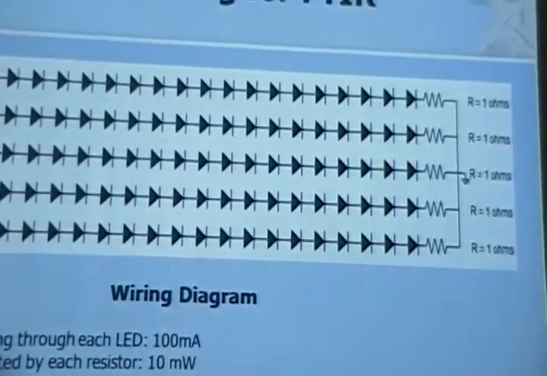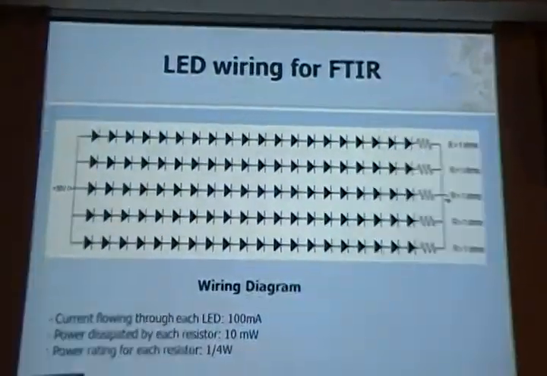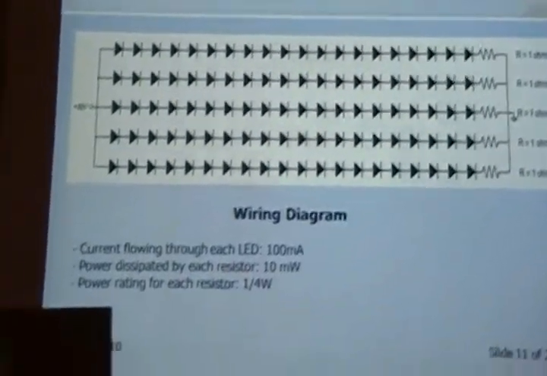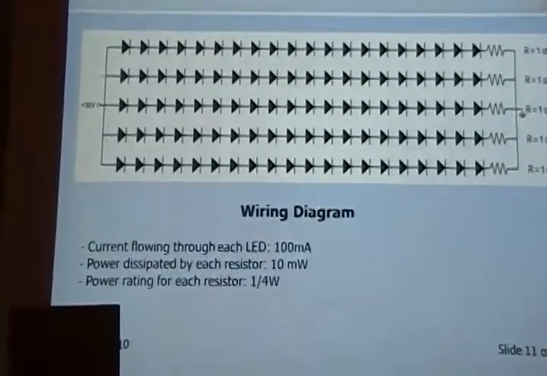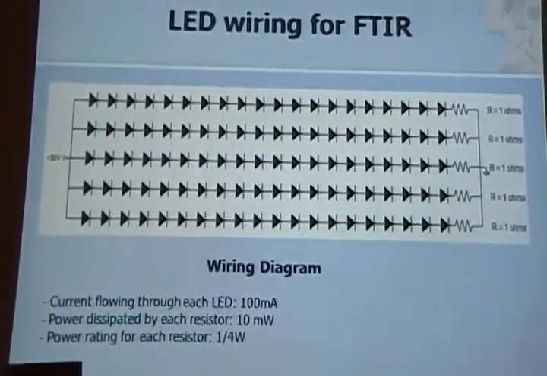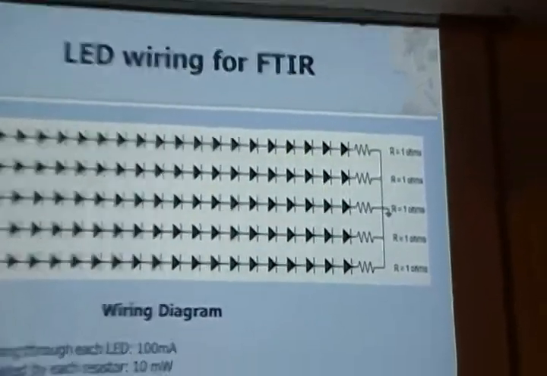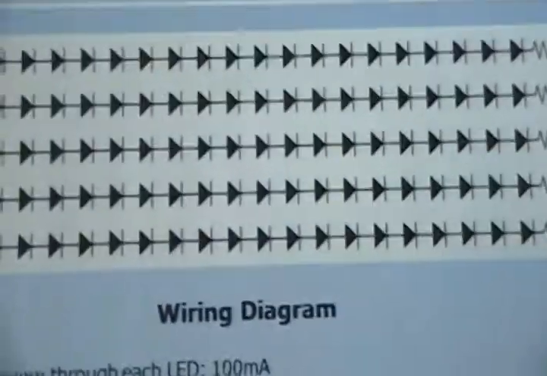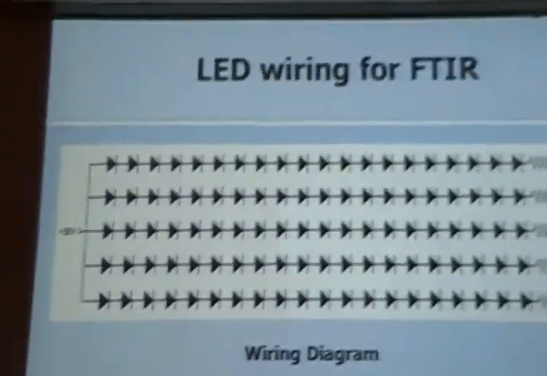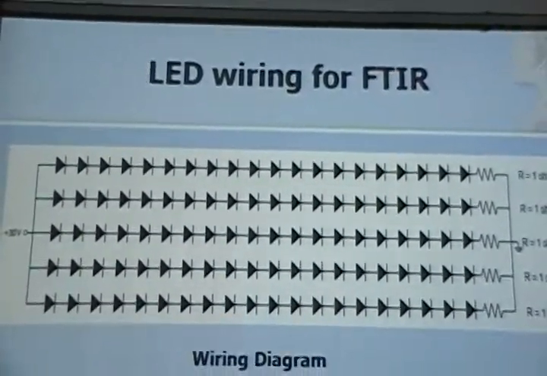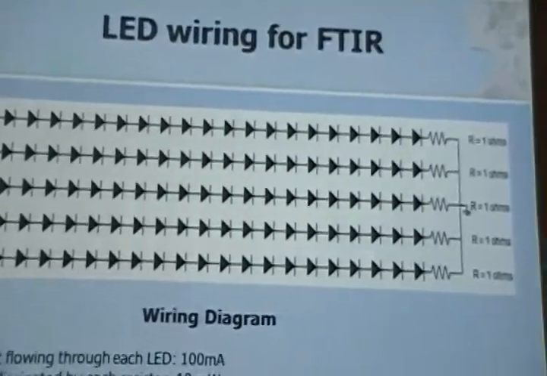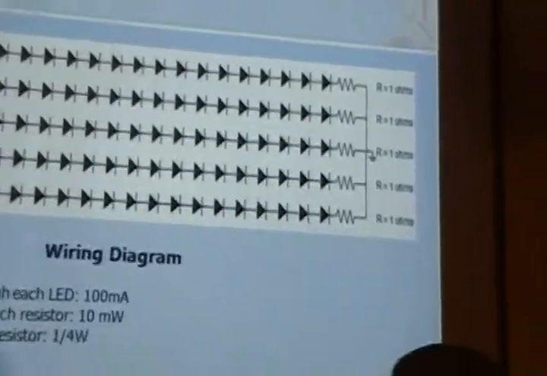This is the wiring diagram of the LED setup for the FTIR. There's a 100 milliampere current going across each LED. There's a power dissipation of 10 milliwatts in one resistor. With this setup, we can actually get the full brightness of the LED with the minimum power dissipation, which enables us to avoid overheating.